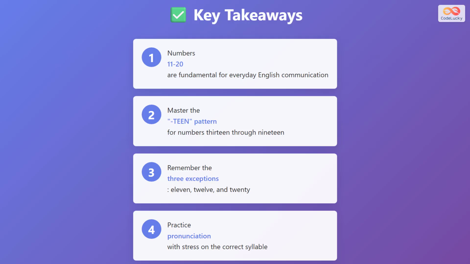Here are the key points to remember. First, numbers 11 through 20 are fundamental for everyday English communication. Second, master the teen pattern for numbers 13 through 19. Third, remember the 3 exceptions, 11, 12, and 20. Fourth, practice pronunciation with stress on the correct syllable. Keep practicing these numbers regularly until they become automatic for you.